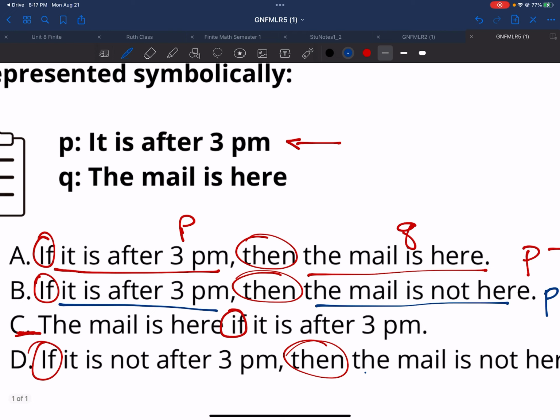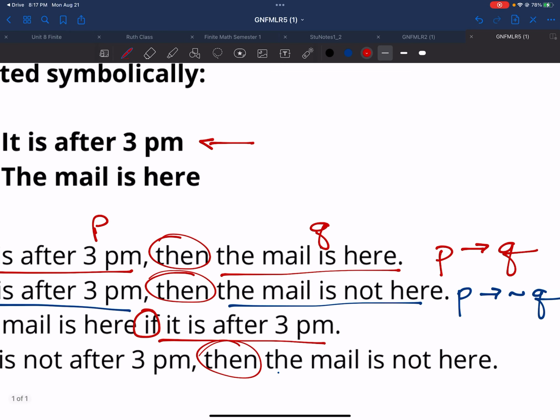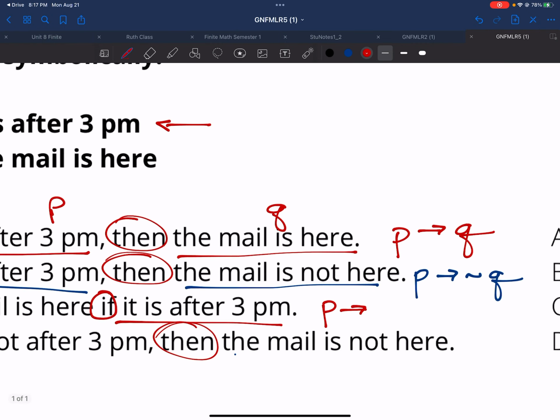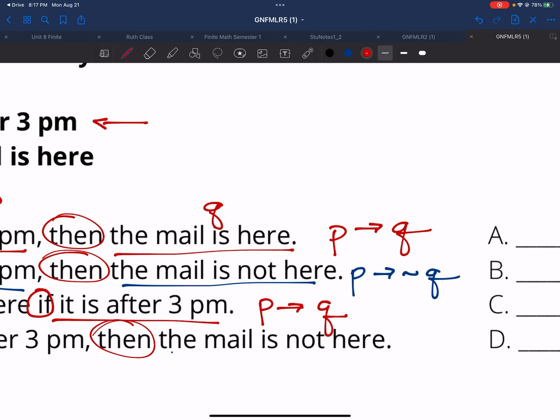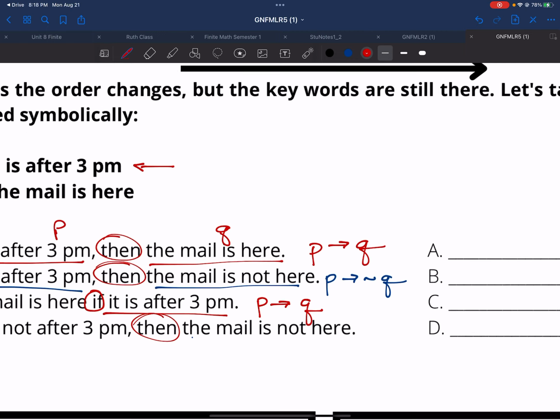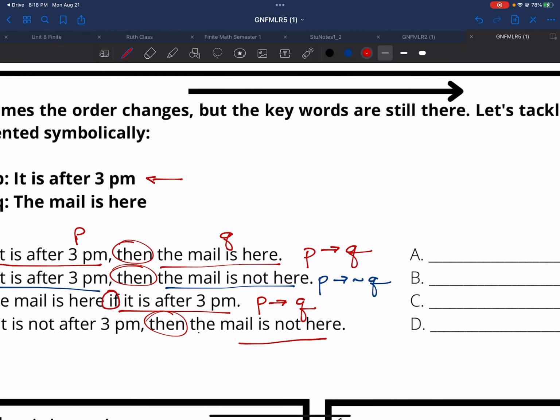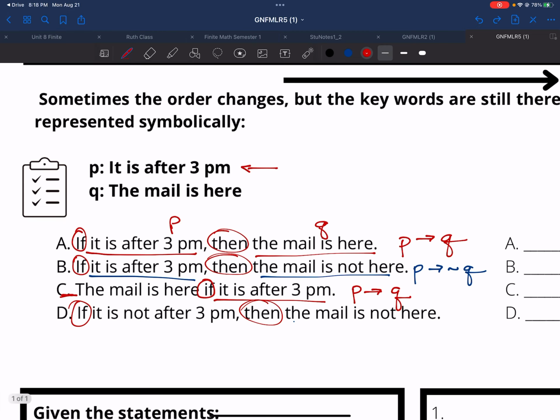Let's look again at underlining the if statement. It is after 3 p.m. is that P statement. So P, then the beginning, the male is here. So that's straight up Q. So what we find is that sentence A and sentence C both mean the same exact thing. Okay? If it is after 3 p.m., then the male is here, or the male is here if it is after 3 p.m. So these two symbolically are identical.